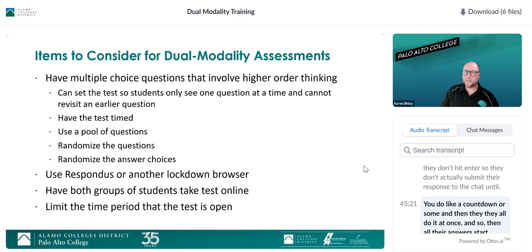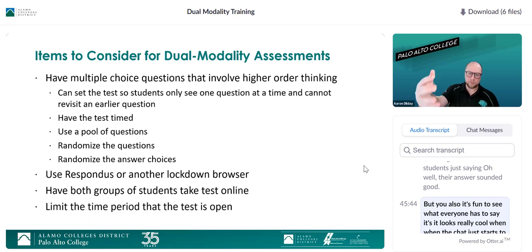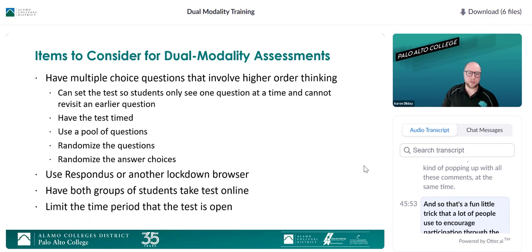And so then all their answers start popping up at the same time in the chat box. And then you get hopefully some unbiased answers, and you get to see what everyone's seeing. Everyone's answering at the same time, so you don't get that bandwagon effect of students just saying, oh, well, their answer sounded good. But it's fun to see what everyone has to say, and it looks really cool when the chat just starts popping up with all these comments at the same time. That's a fun little trick that a lot of people use to encourage participation through the Zoom chat feature.